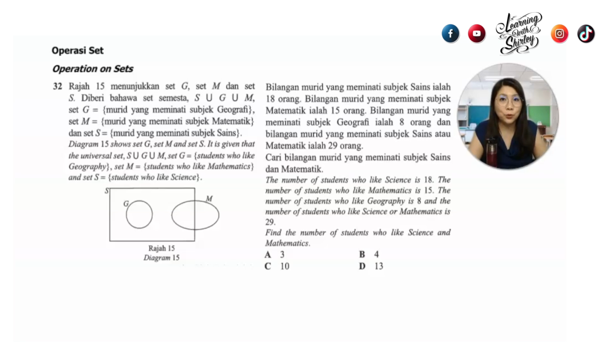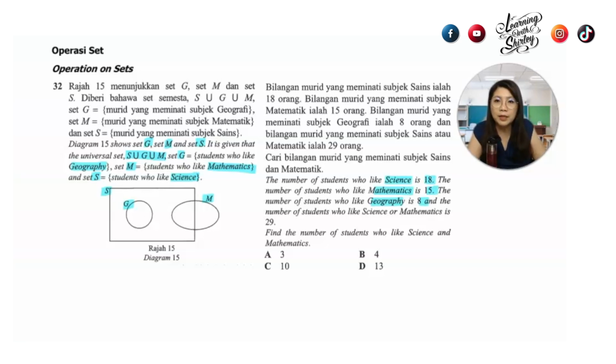Let's look at question number 32. This is on operations on sets. Okay, diagram 15 shows sets G, M, and S. Given that the universal set is S union G union M. So G is students who like geography, M is students who like mathematics, and S is students who like science. Okay, the number of students who like science is 18, maths is 15, and geography is 8.